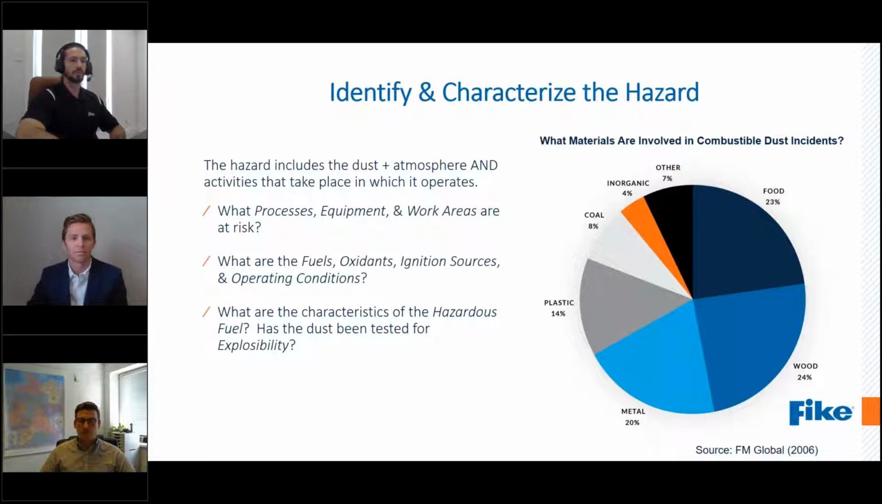A few global questions one might be able to ask to better understand and characterize their hazard might be: what processes, equipment, and work areas are at risk? What are the fuels, oxidants, ignition sources, and operating conditions involved? And then finally, what are the characteristics of the hazardous fuel that is present? And has there been any explosibility or combustion testing done for that particular hazard?